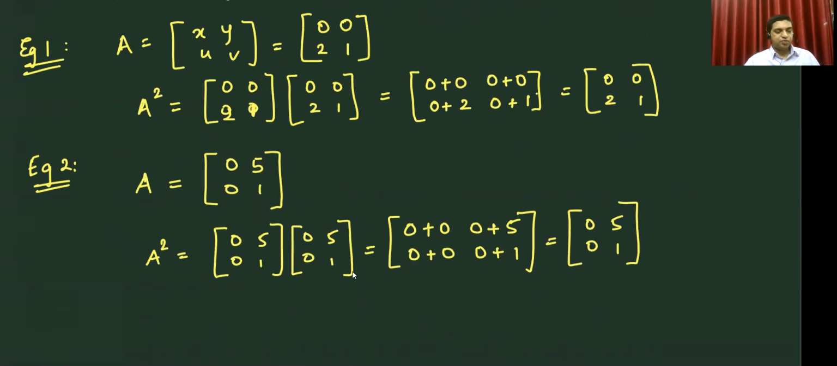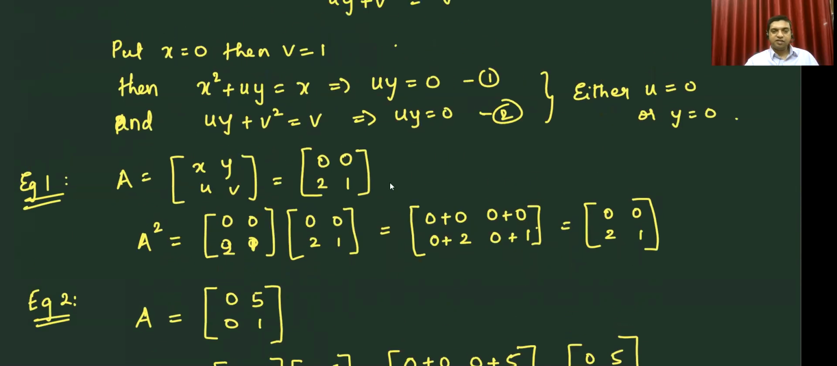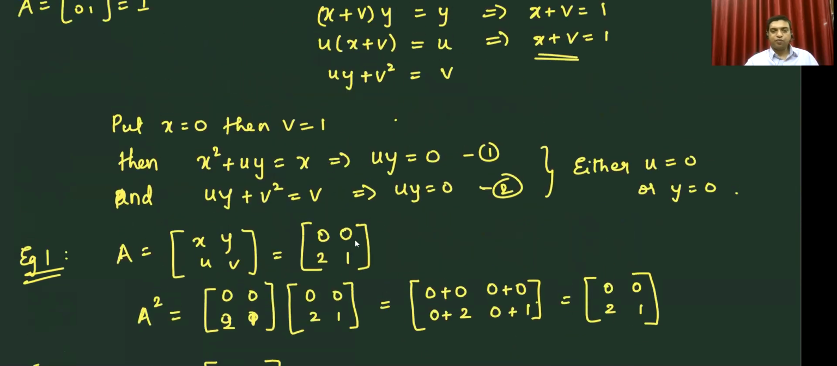Same thing we can extend to involutory. We can find out like this. So for an idempotent matrix, one row or one column will be 0. And the sum of the diagonals here is 1, like for 2 by 2.